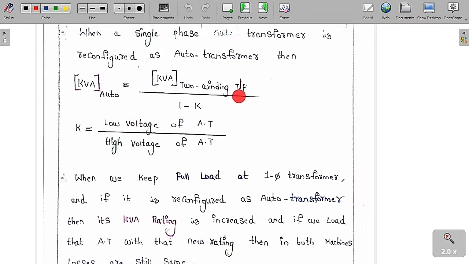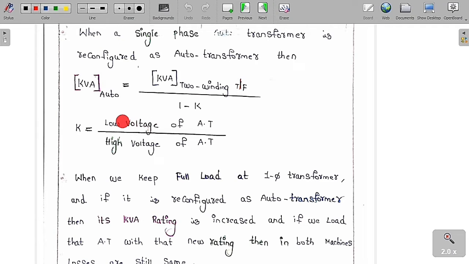So when a single phase transformer is reconfigured as an auto transformer, the KVA rating of the auto transformer is equal to the KVA rating of the two-winding transformer divided by 1 minus K, where K is the ratio of the low voltage of the auto transformer to the high voltage of the auto transformer. It's a very important formula. If you apply this formula directly, you are going to get the KVA rating of the auto transformer.